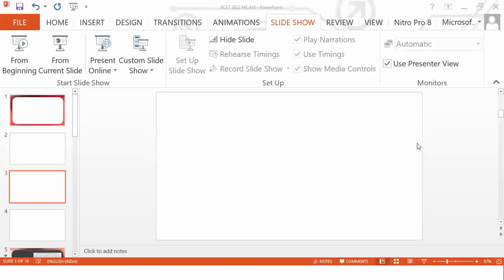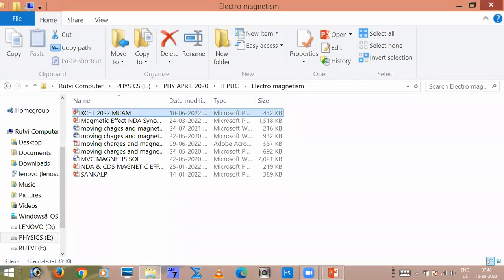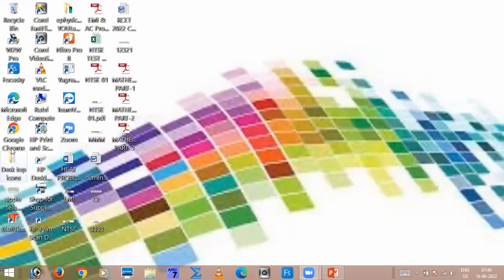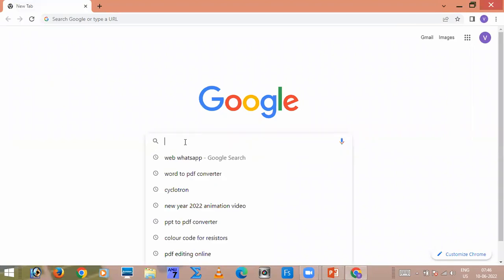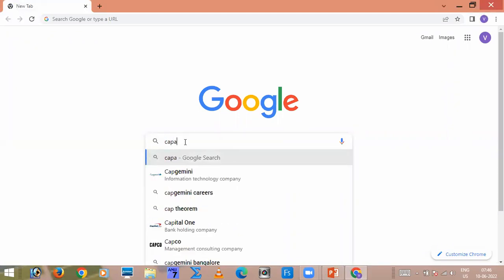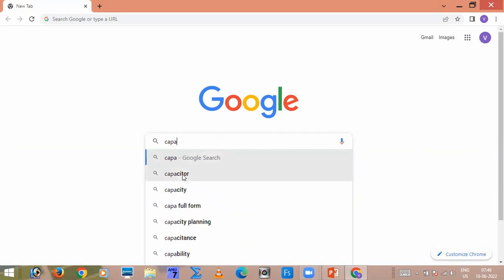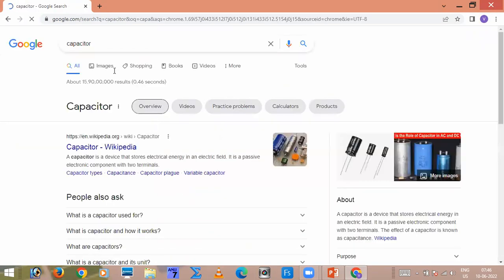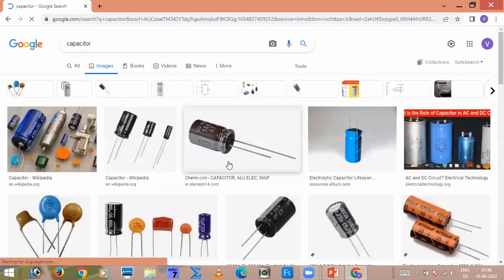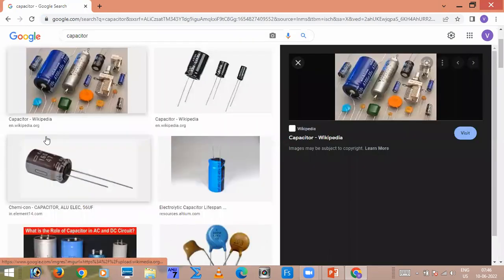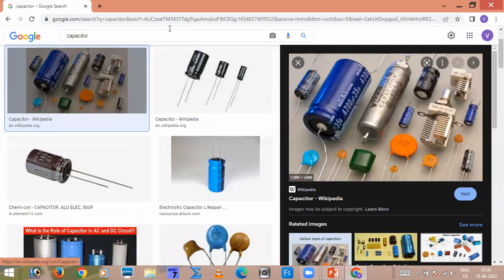I thought to keep it to show you how the capacitor looks, but I forgot. Capacitors are made in different sizes depending upon the requirement. Spherical capacitors, parallel plate capacitors, and cylindrical capacitors are there. Depending upon the requirement, they make different shapes. So all these are capacitors.